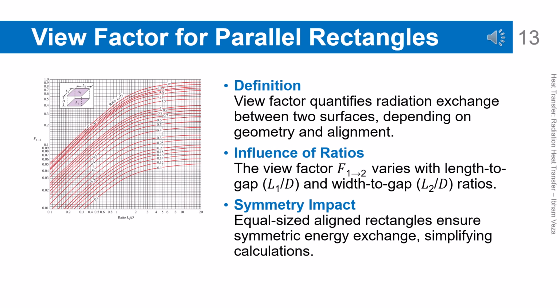If both plates have equal size and are symmetrically arranged, the energy exchange becomes symmetric. When the length to gap ratio is very large, the view factor approaches 1. This means almost all radiation from one plate reaches the other. A smaller gap significantly increases the radiative interaction.